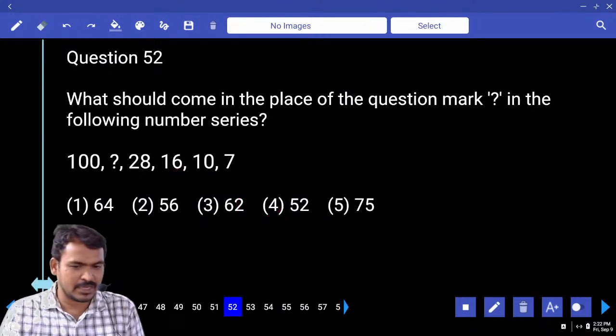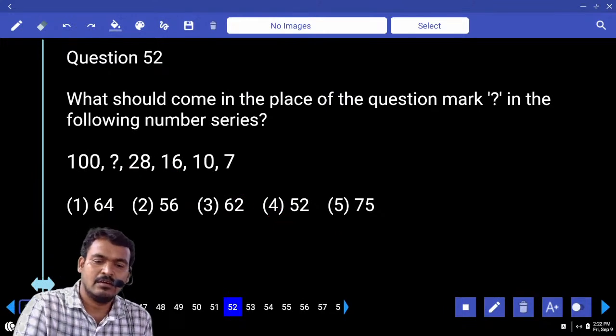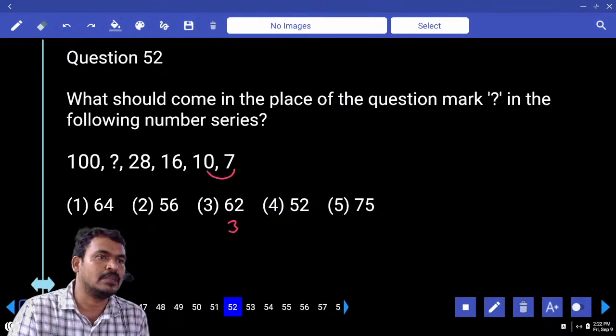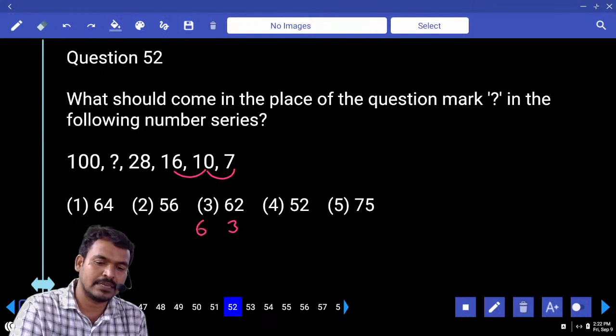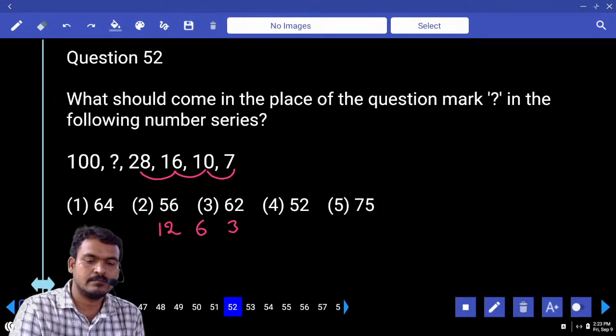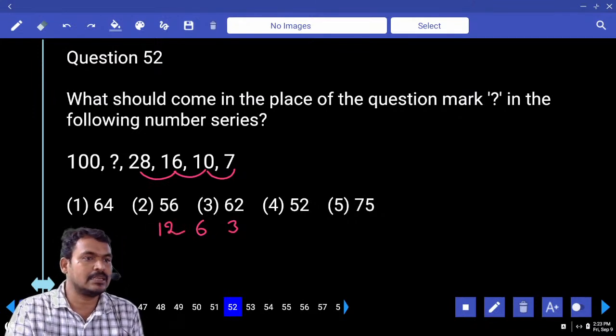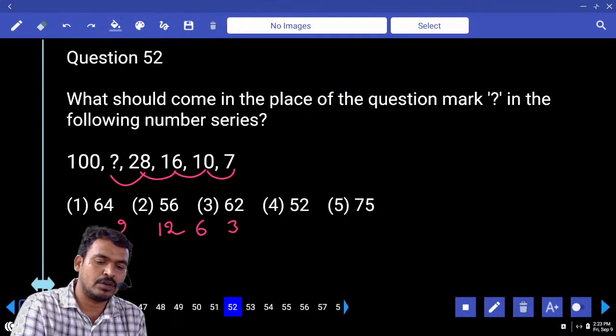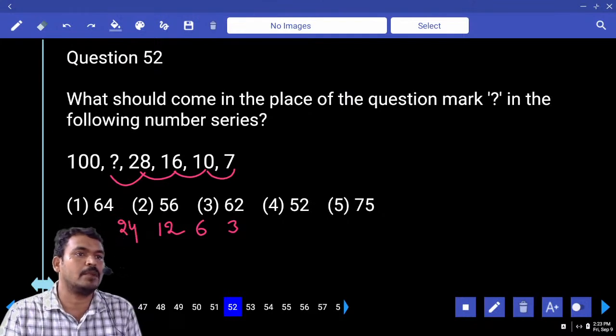100 something, 28, 16, 10, 7, or not? What is the 7 and 10 difference? 3. 10 and 16 difference? 6. 16 and 28 difference? 12, or not? 3, 6, 12 means obviously the next one is 24, or not? 28 plus 24.